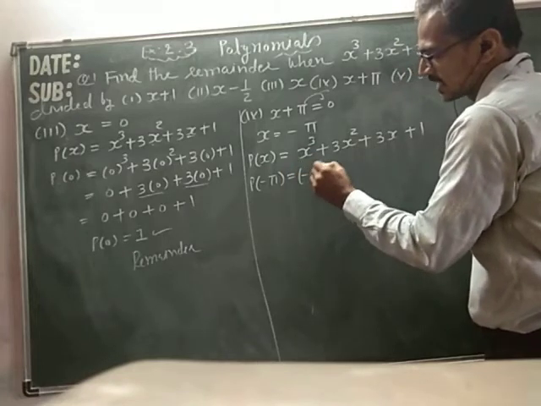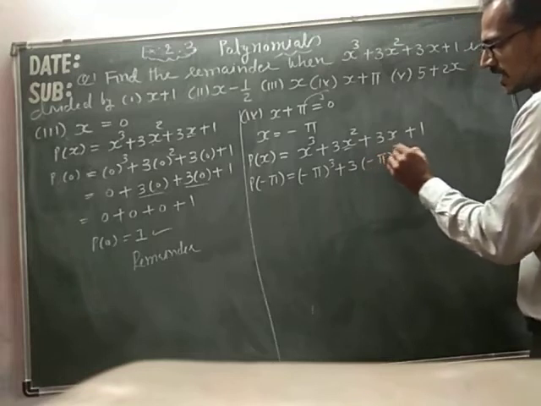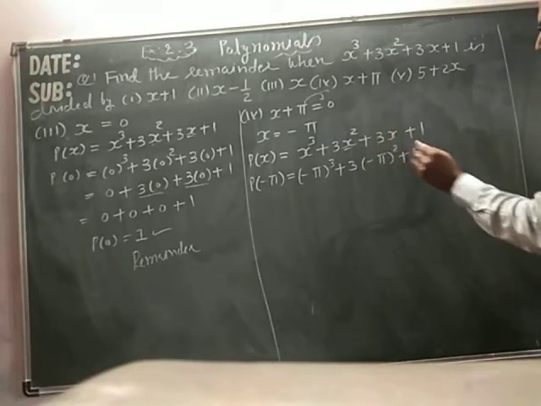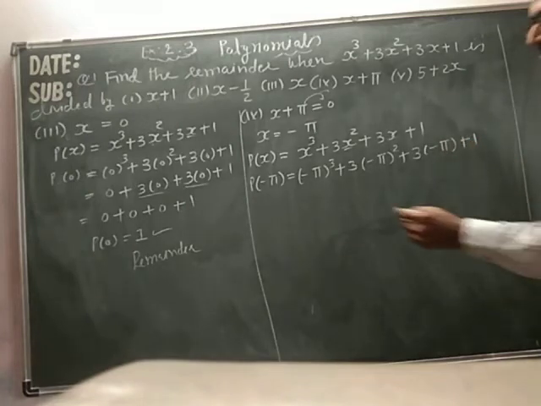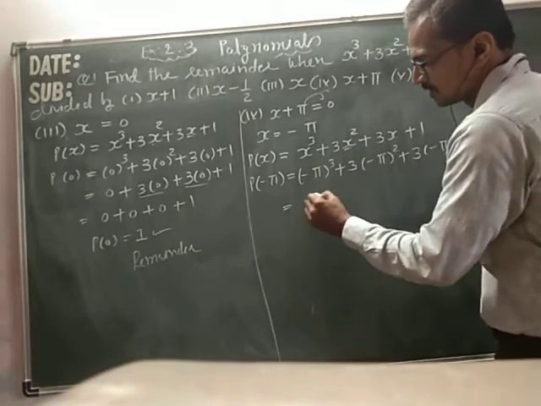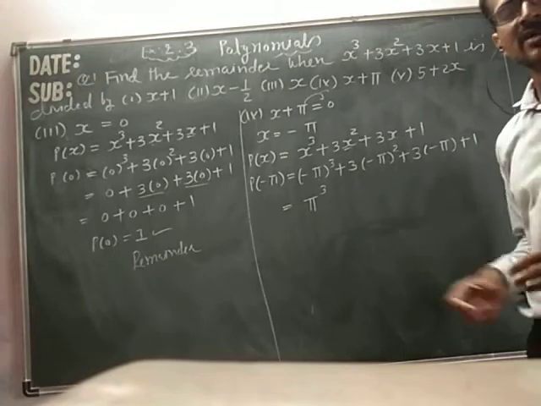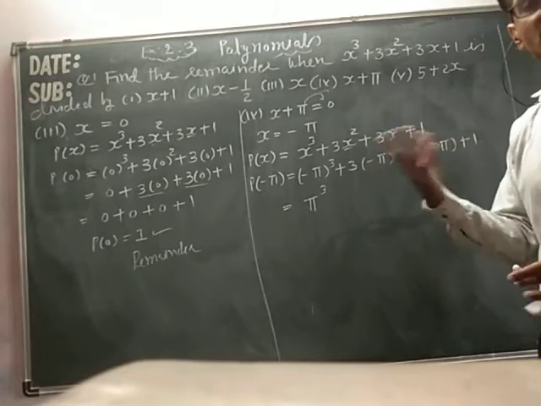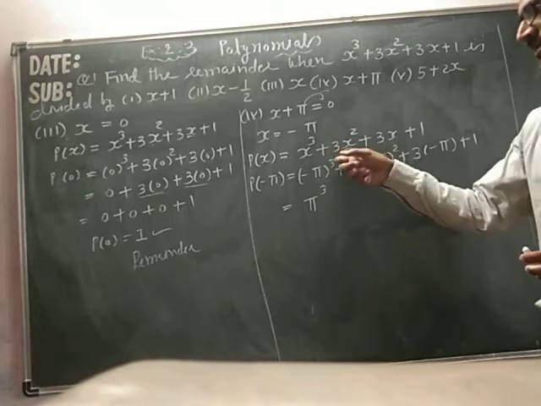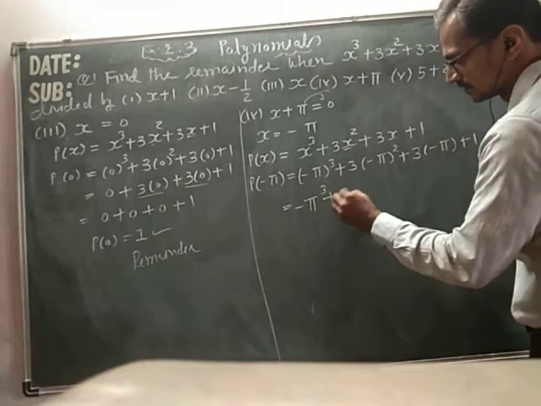Then instead of this x, (minus pi) cube plus 3 (minus pi) square plus 3 (minus pi) plus 1. Okay. Now pi cube. But see, pi is negative, so you have to check whether the power is divisible by 2 or not. If it comes in the table of 2, the answer is positive, otherwise negative. 3 is not divisible by 2, so the answer will be negative.